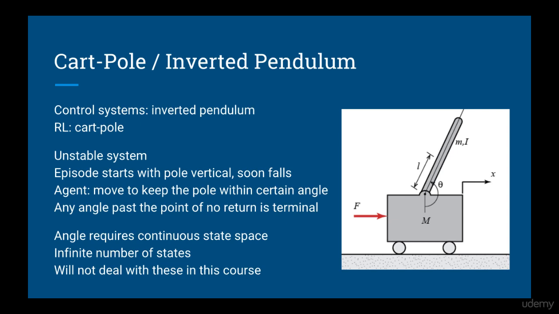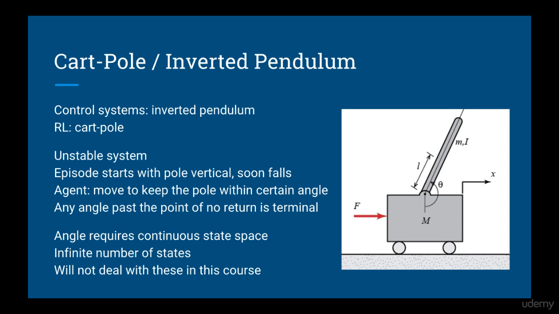Another famous problem in reinforcement learning and control systems is the problem of the inverted pendulum, as it's called in control systems, or cart pole, as it's called in reinforcement learning. They are the same problem. But if you search inverted pendulum on Google, you'll see research papers in the control systems field, and if you search cart pole on Google, you'll see research papers in the reinforcement learning field.